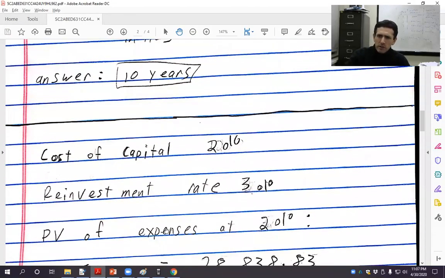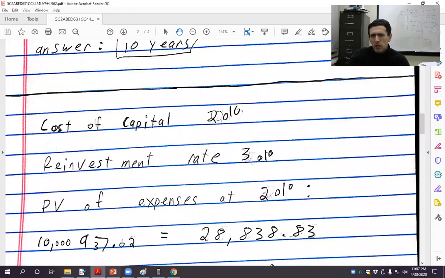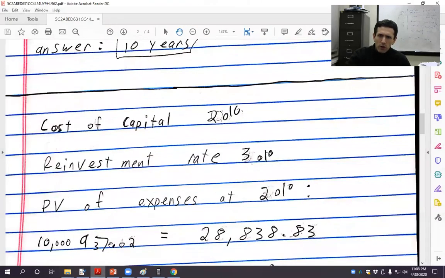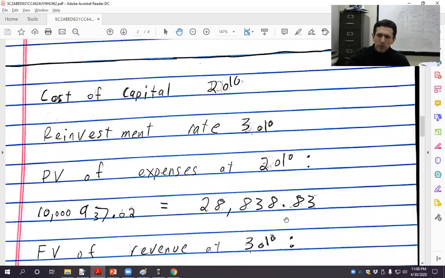Okay, so it's fairly plug and chug. What's the present value of expenses here? We have your three expenses at minus 10,000, and the cost of capital is 2%. Sorry about that. That was a little weird. Right, so it's 10,083.02, which is 28,838.83.